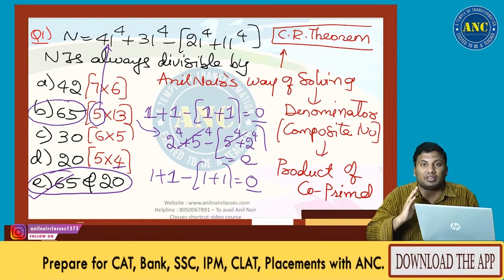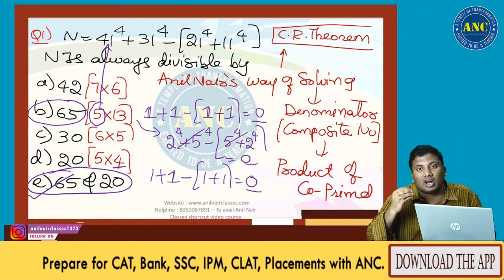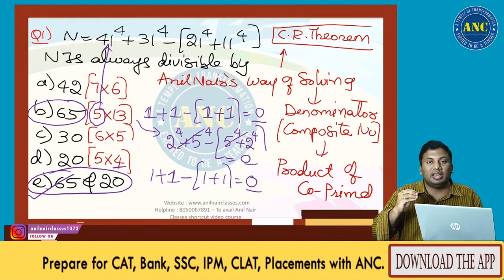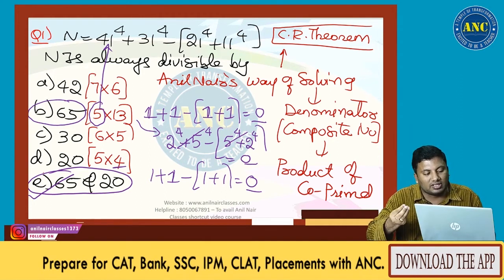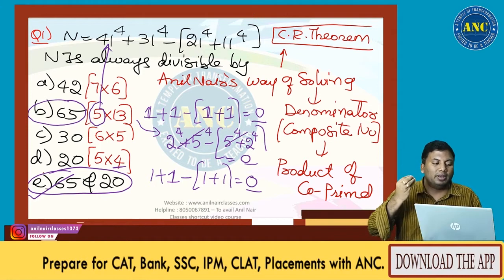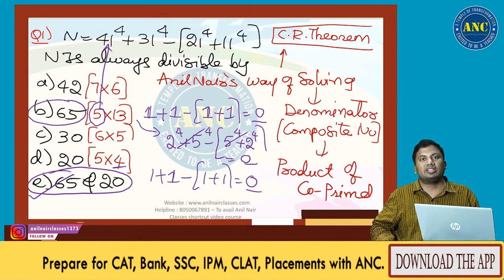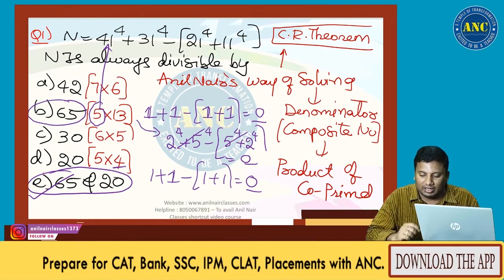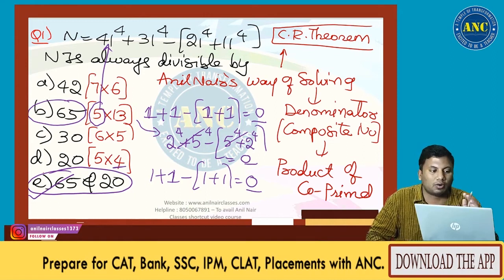First I started with 5. Suppose if the question is not divisible by 5, B, D and E are out. So it is divisible by 5. It is divisible by 13. That means option will be B and E. Then I checked whether it is divisible by 4. 5 into 4 is 20. So 65 and 20. Option E will be the answer. I hope idea is clear.